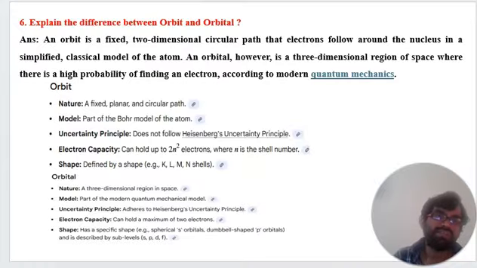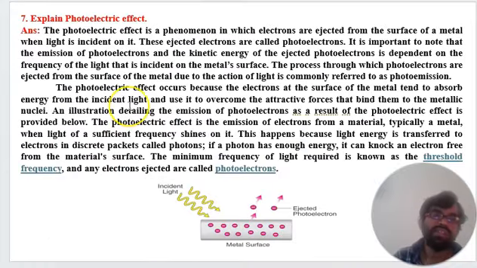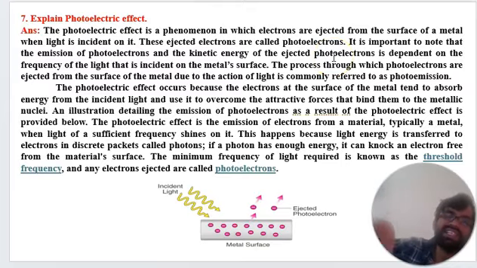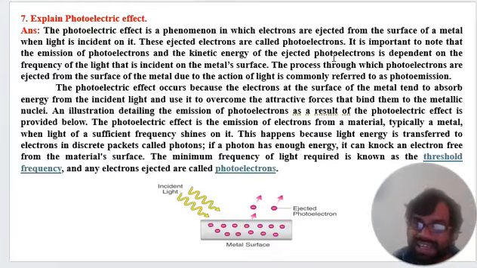Then the seventh question, which is very important: explain the photoelectric effect. So what is the photoelectric effect? The photoelectric effect is a phenomenon in which electrons are ejected from the surface of a metal when light is incident on it. These ejected electrons are called photoelectrons. Okay, that point is very important.